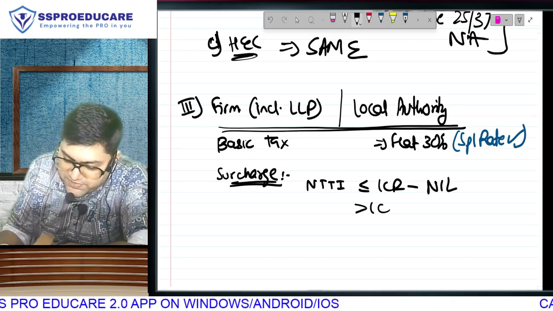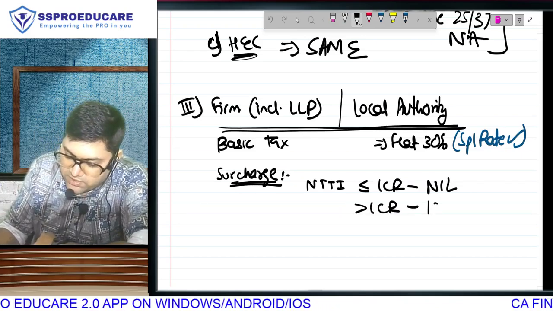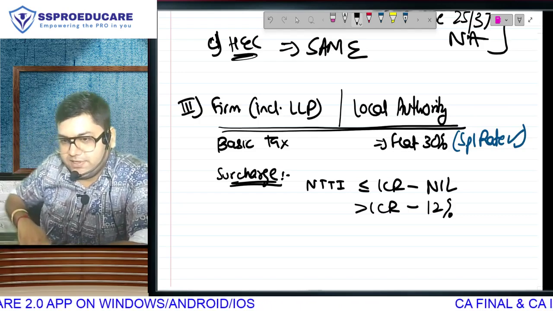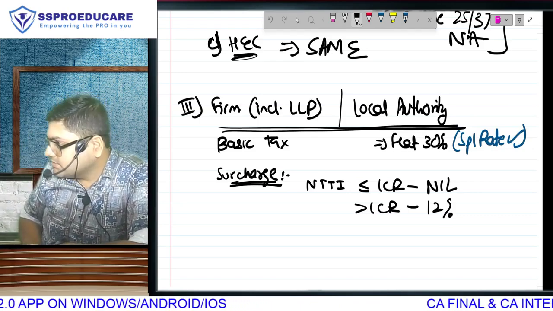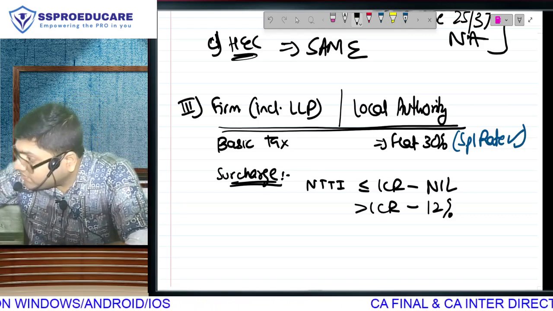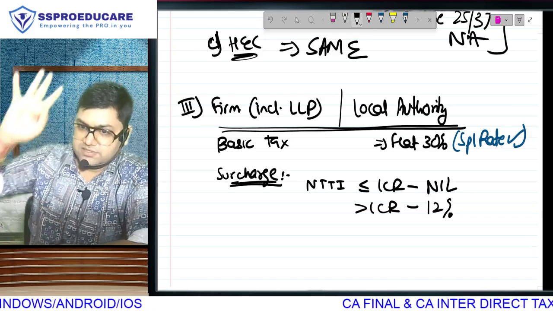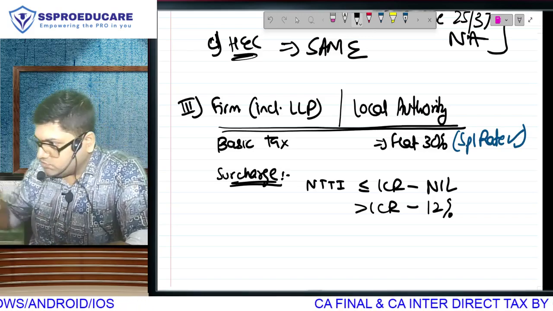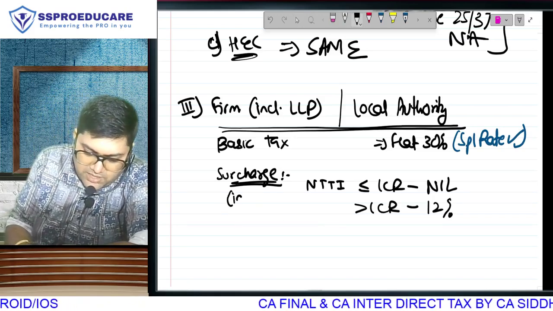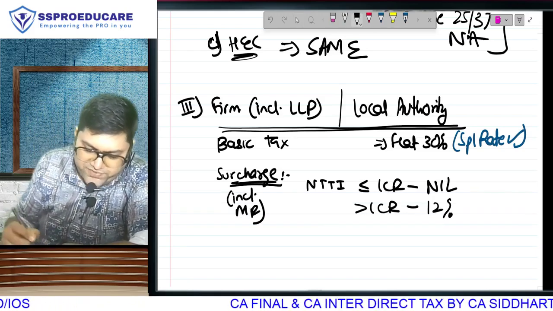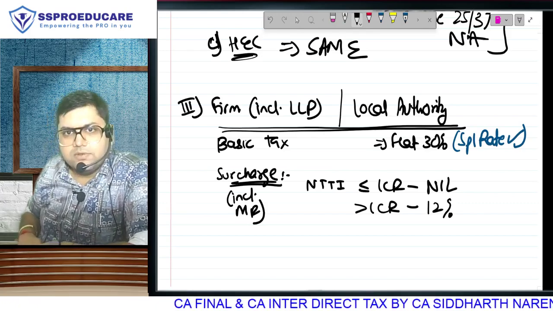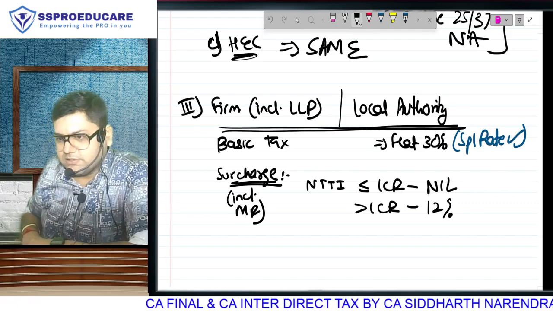Partnership firm ka surcharge will start after 1 crore, only one rate, 12% up to infinity. Whether they cross 1 crore, 2 crore, 5 crore, 10 crore, 100 crore, 1000 crore, firm ka ek hi rate of surcharge. 0 to 1 crore, 0%, more than 1 crore, 12%. Of course, every time there is surcharge, it will obviously also include marginal relief. It is always going to be part of it. Only one rate of surcharge, 12%.